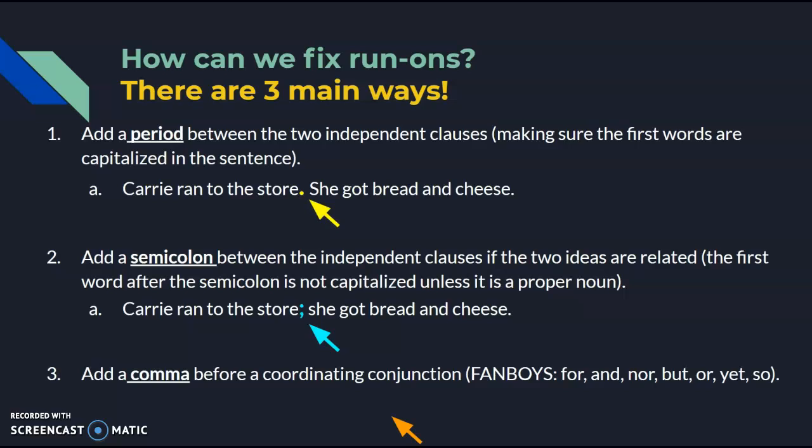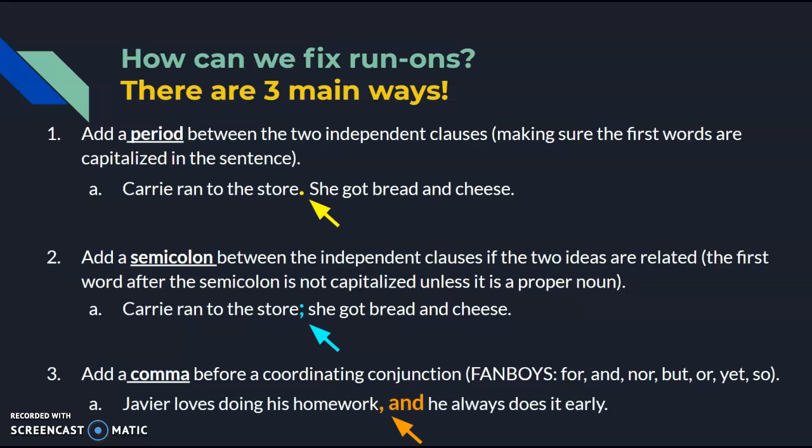Third, if you have a coordinating conjunction, add a comma before it. So just a quick review. Coordinating conjunctions refer to FANBOYS: for, and, nor, but, or, yet, so. So in the sentence, Javier loves doing his homework, and he always does it early, and is a coordinating conjunction, a FANBOY. So you need a comma before and to combine these two independent clauses.